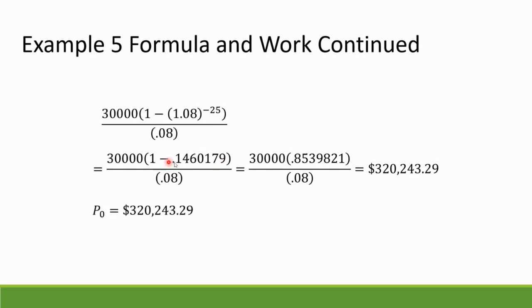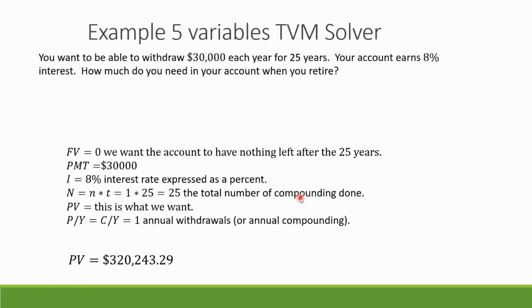All right. So from here, we have 1 minus this. Then we do 30,000 times that over 0.08. We calculate this difference first because that's in parentheses. Now we have all this. Multiply and divide, we get $320,243.29. So I did round. That's how much must be in the account initially. Now we're going to solve this using the TVM solver. So here, this is the same problem, of course.